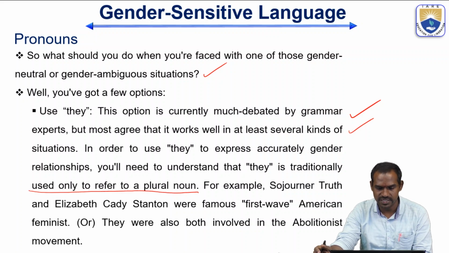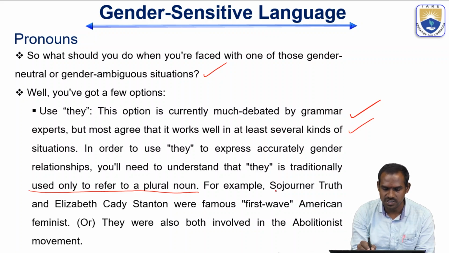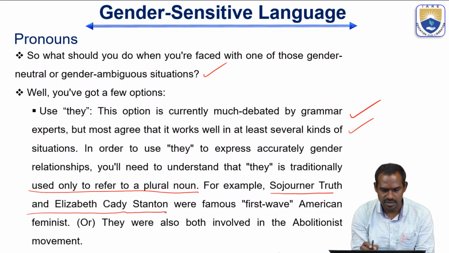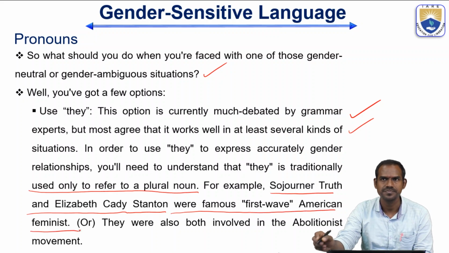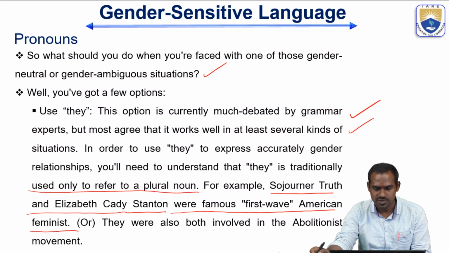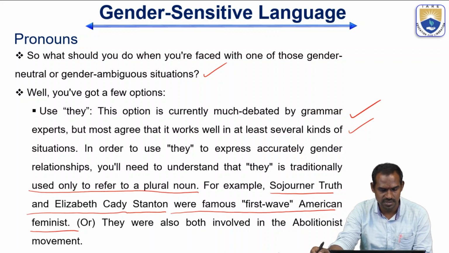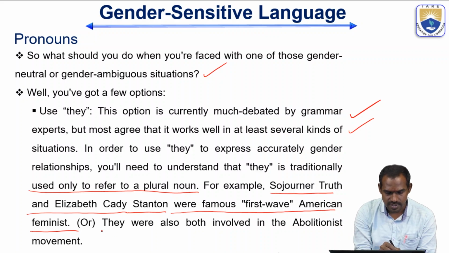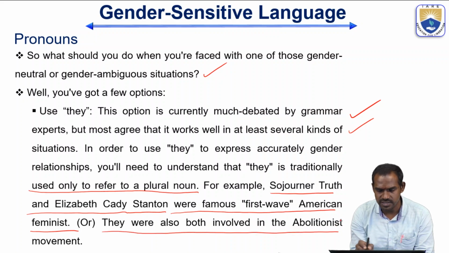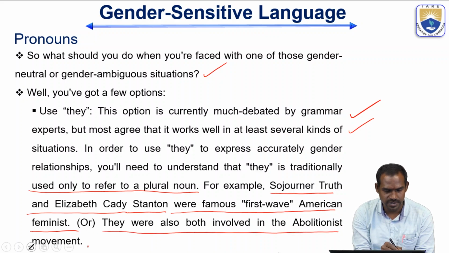For example, Sojourner Truth and Elizabeth Cady Stanton were famous first wave American feminists. It can also be written as: they were also both involved in the abolitionist movement.